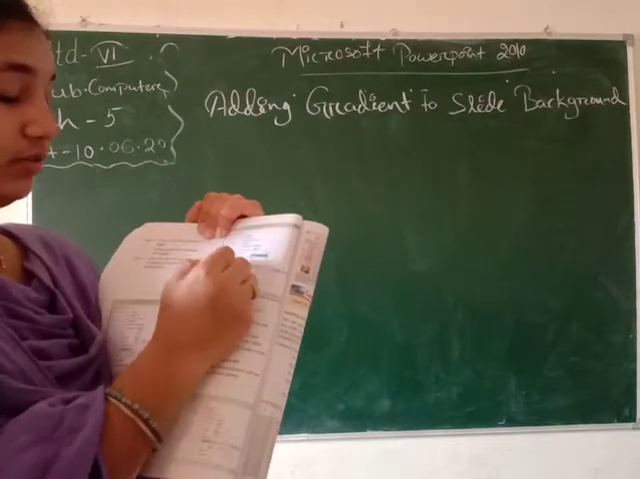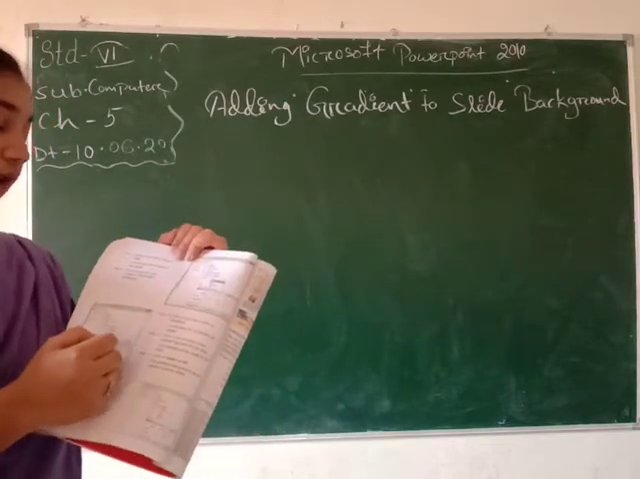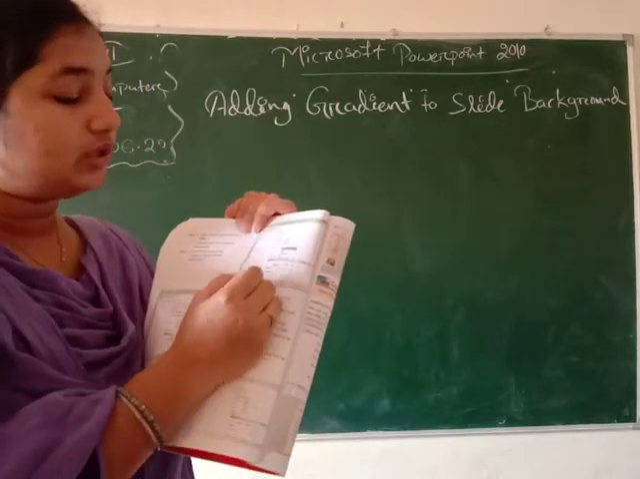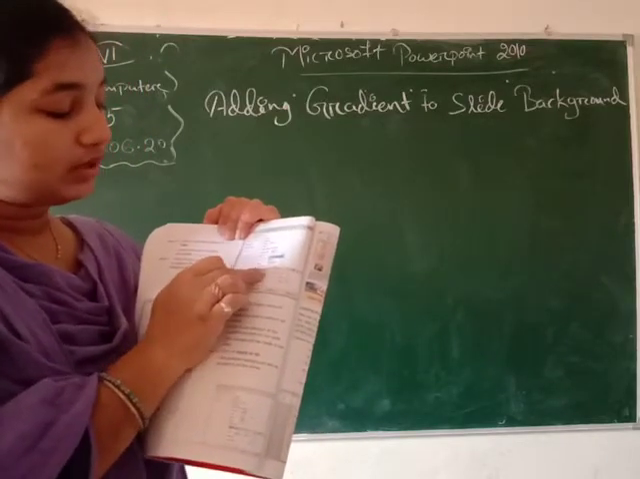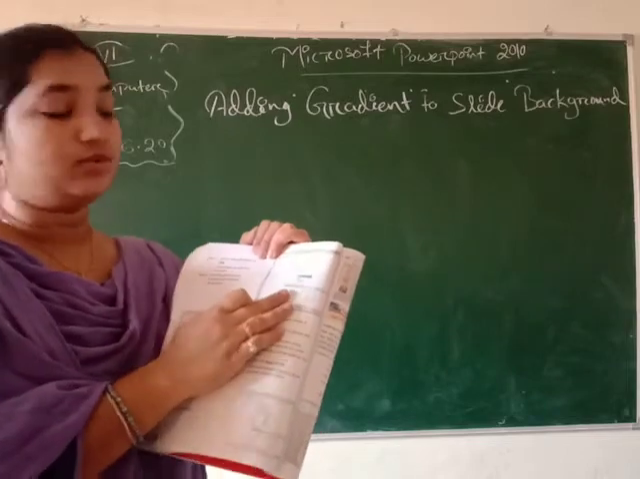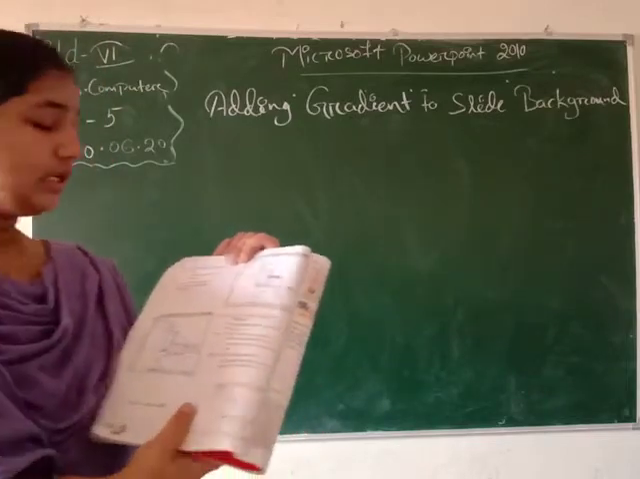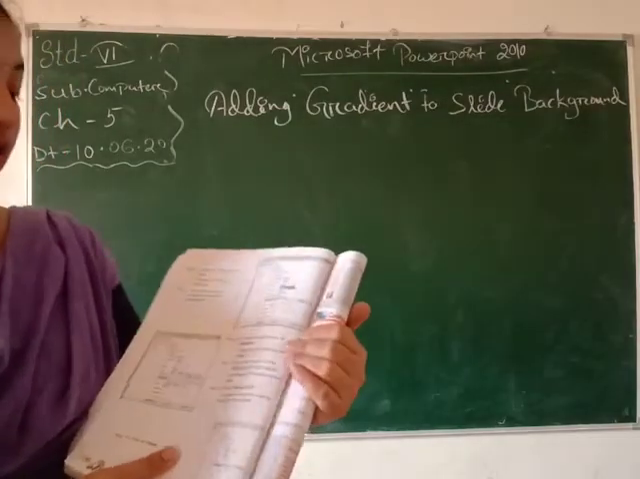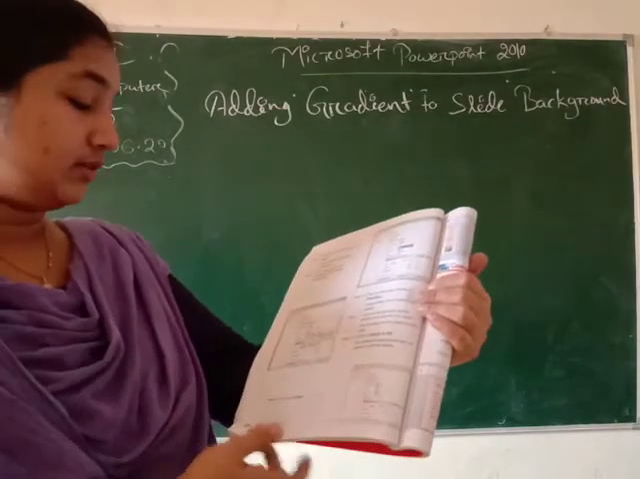This is the drop down menu, and click the type we want to apply to the gradient background. Here you can see some types come up. We have to select the type. After selecting the type, we have to click on the down arrow of the direction.